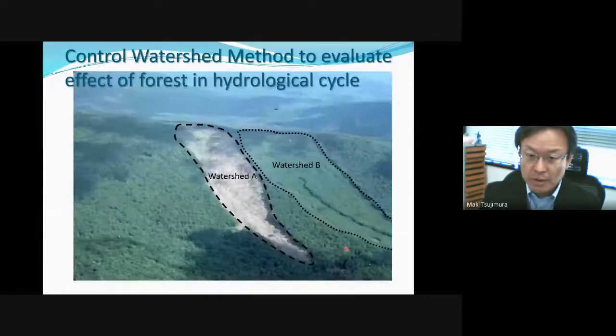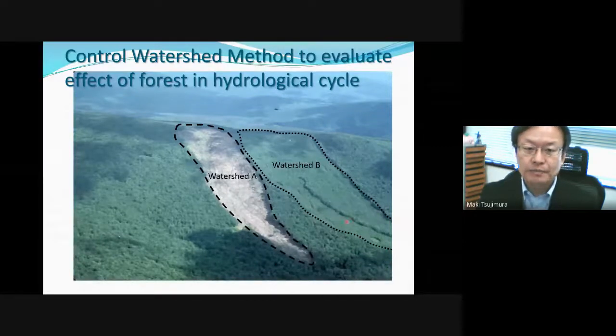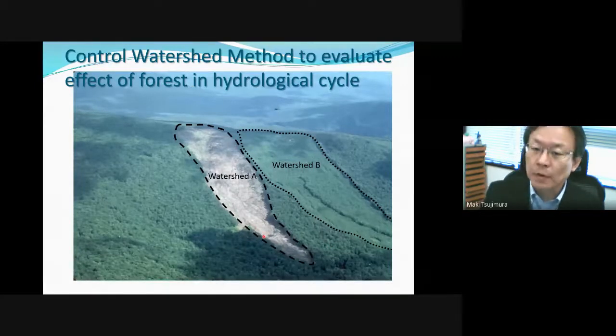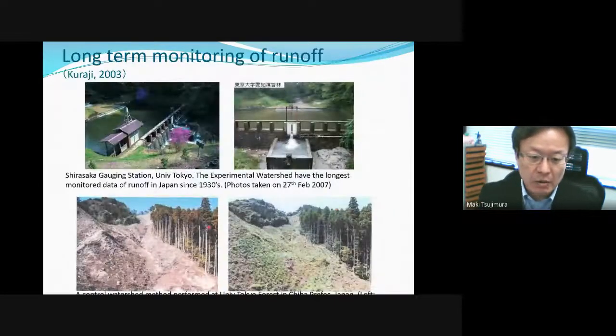Okay. This is a photograph showing the control watershed method to evaluate the effect of forest in hydrological cycles. Okay. A bird's-eye photograph showing watershed A, the treatment watershed, and watershed B, the control watershed. This is a diagram showing long-term monitoring of runoff and the control watershed method performed in the University of Tokyo Forest in Chiba Prefecture, central Japan.